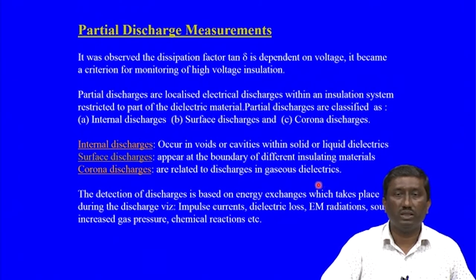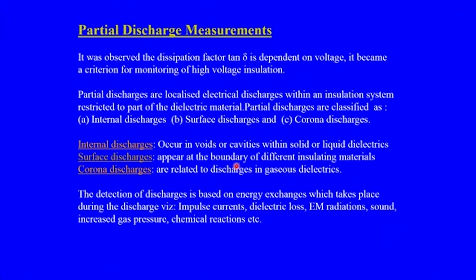The surface discharges normally appear at the boundary of different materials, on the surface of any insulating material. So, these discharges could again degrade the insulation in the period of service. The third is the corona discharges. Corona discharges are related to the gaseous dielectrics, wherever the gaseous media is being used as an insulating medium. So, gas corona discharges do occur.